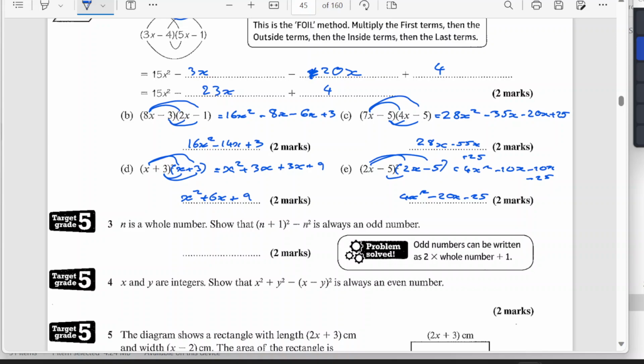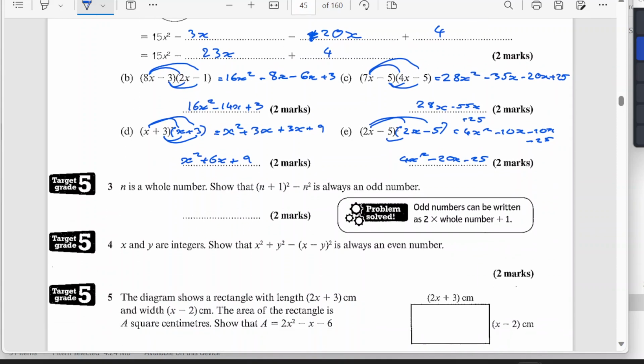Okay, question 3, n is a whole number. Show that n plus 1 all squared minus n squared is always an odd number. So I'm not fully sure that we've got quite the room to do that, but we'll start it here.